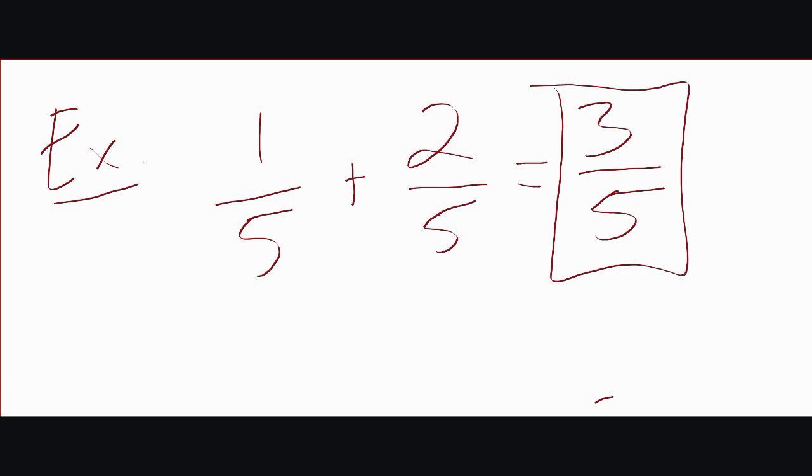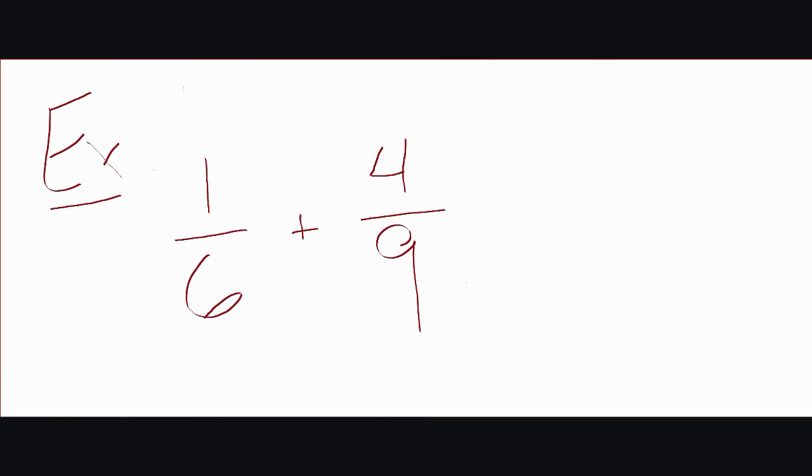Now, things would be different if this were a 7, because now they don't have the same denominator. Now that they don't have the same denominator, I would have to find that common ground. And that common ground is a common denominator. In the next example, we're going to talk about exactly how to do that.